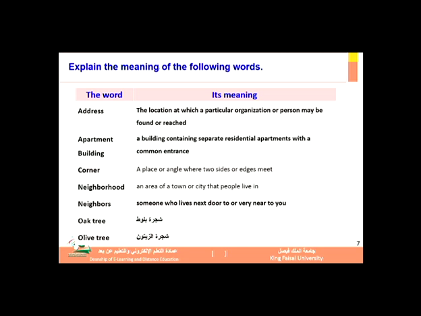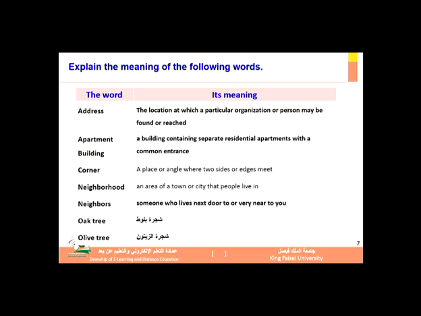The second term is apartment building. An apartment building is basically a building that contains separate residential apartments. So we are talking about a big building where, when you go inside, you find different smaller apartments where other people can live. However, this building has only one entrance for every resident to go in.